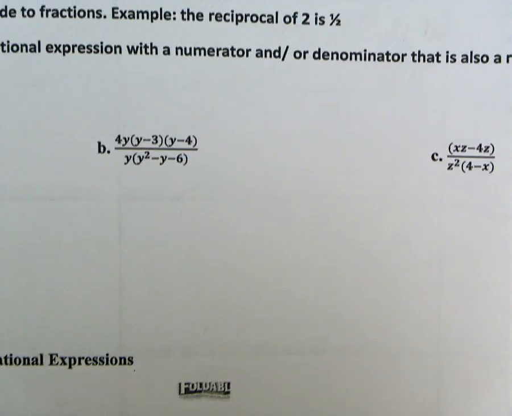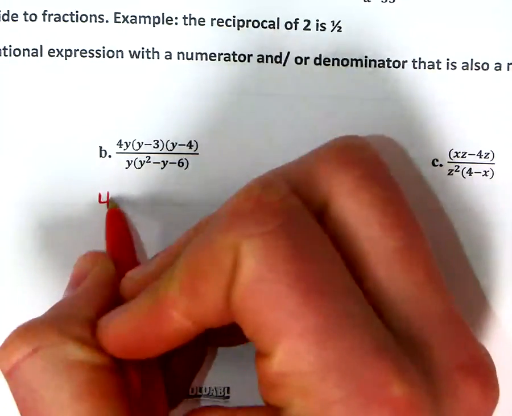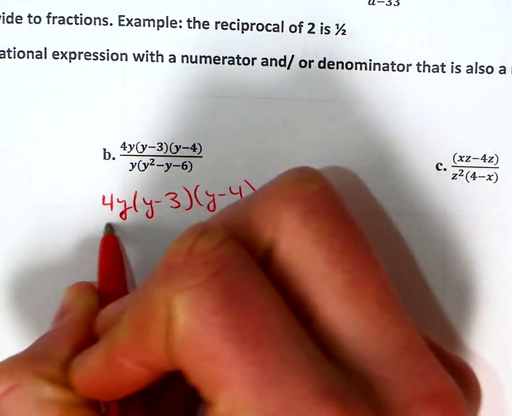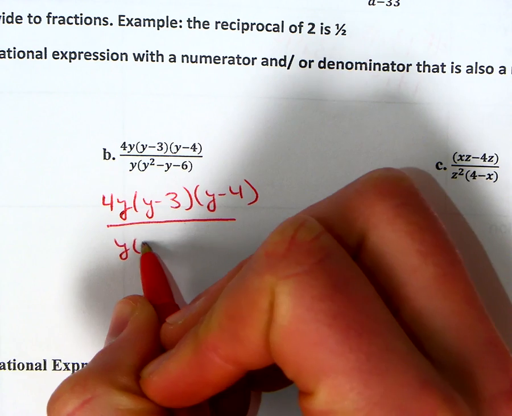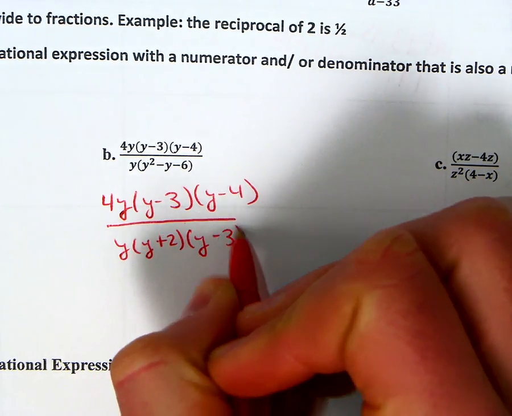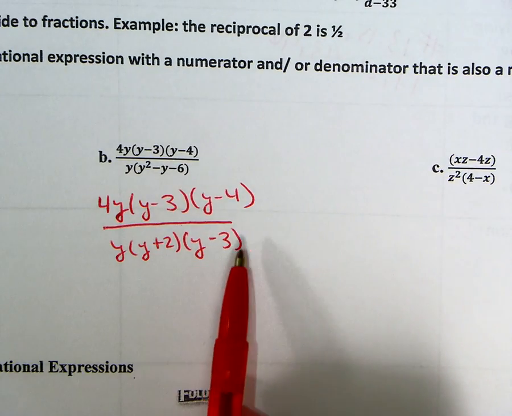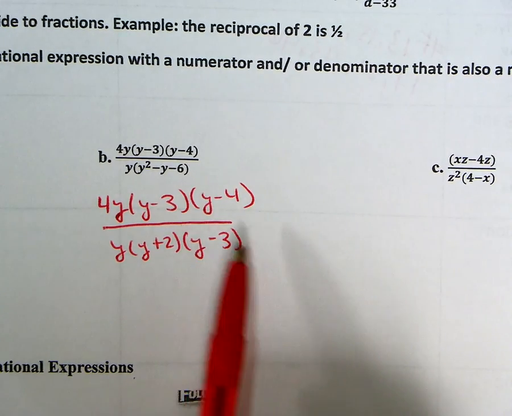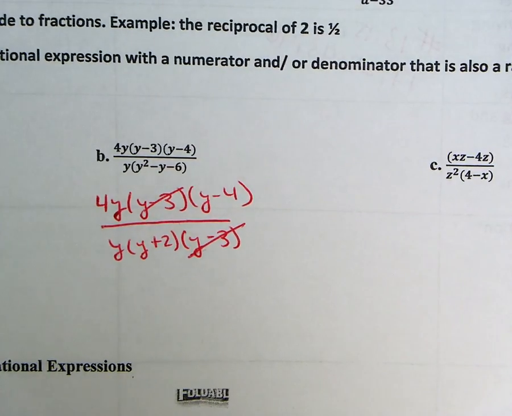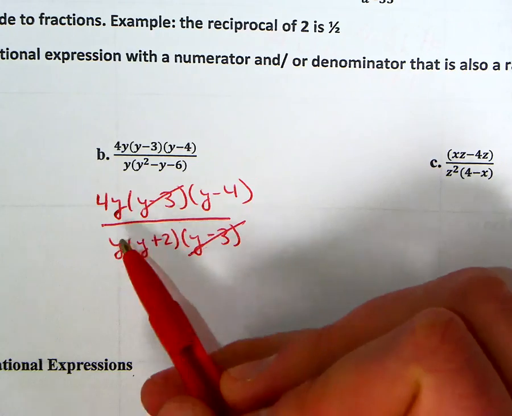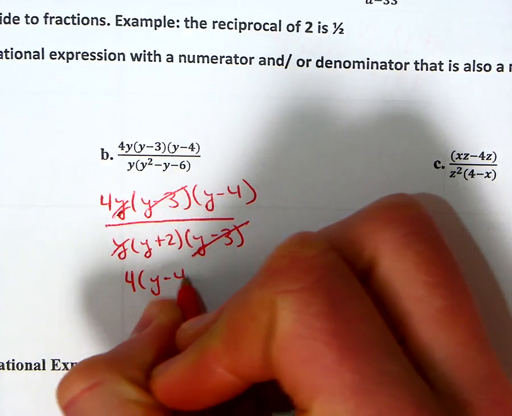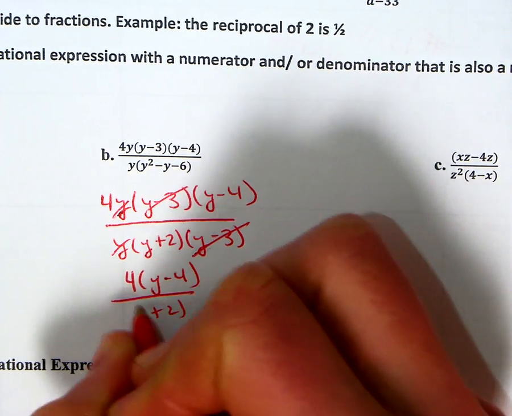Going to B now. On the top, we can't do anything with anything. It's already in the factor form. But on the bottom, we can factor this, and this is y plus 2, y minus 3. Right, 2 and negative 3 multiplied to negative 6, and then 2 plus negative 3 is negative 1. You can cross off those, and then notice there's a y on the side, there's a y here, so we can just cross those off, and you're left with 4 times y minus 4 over y plus 2.